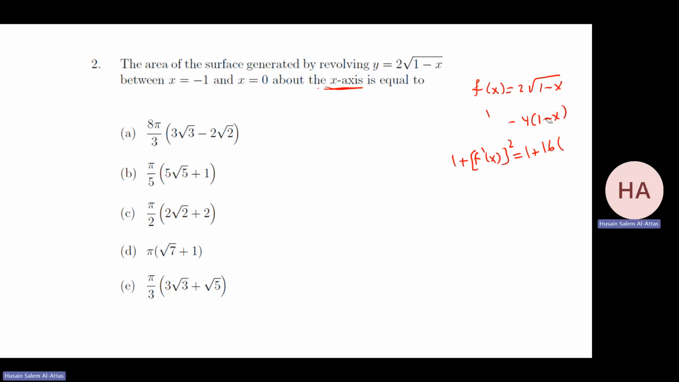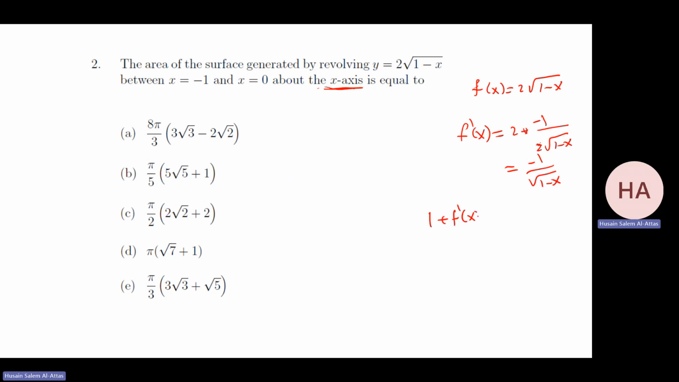Wait a minute, what am I doing? I make the square before the f prime. F prime will be what? 1 over 2 square root 1 minus x times minus 1. So that will be minus 1 over 2 square root 1 minus x.